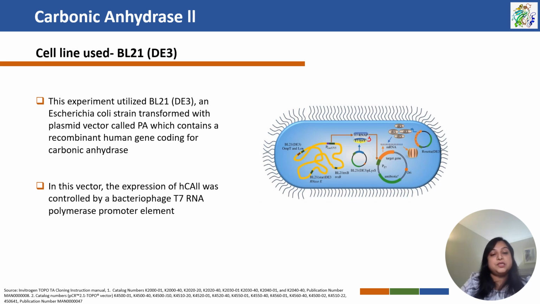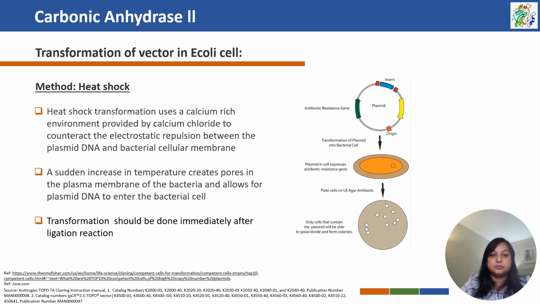For transformation, I then needed to choose a cell line. The cell line I used here was an E. coli strain because it was tailored to express foreign genes. It contains a bacteriophage T7 RNA polymerase in its chromosome, and the expression of the protein was controlled by the bacteriophage T7 RNA polymerase promoter element.